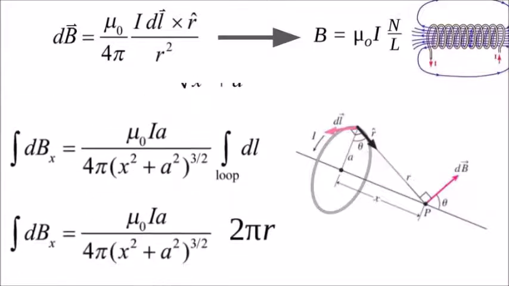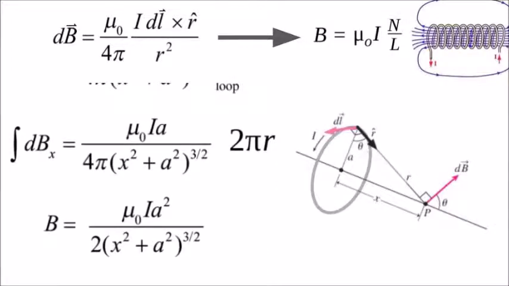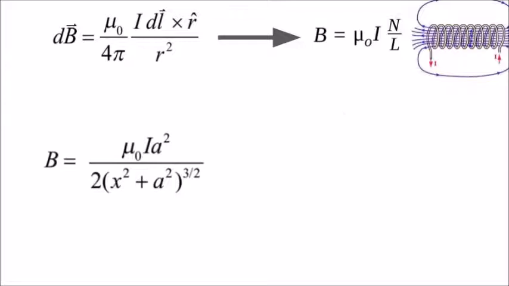Again, integrating over the closed loop means multiplying by 2 pi r, and here is our first intermediate result. Imagine what would happen if x equals 0.